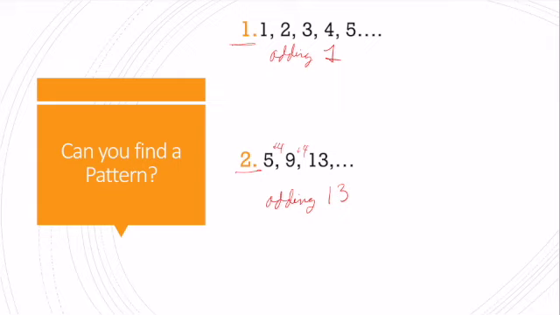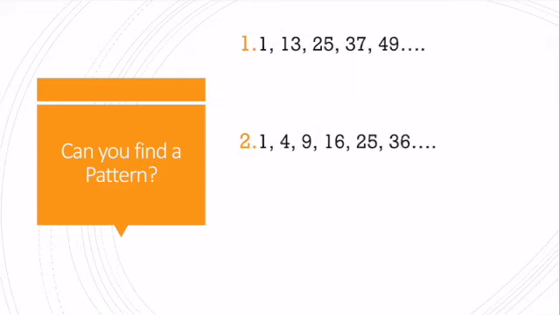A couple more examples for us. So how about here I have 1, 13, 25, 37, and 49. All right. Well, it seems to me that each time we are adding 12. And last but not least, I have 1, 4, 9, 16, 25, and 36. What can you tell me about these numbers? Well, they're all perfect squares. So what we're doing is we're taking the natural numbers and we're squaring them.